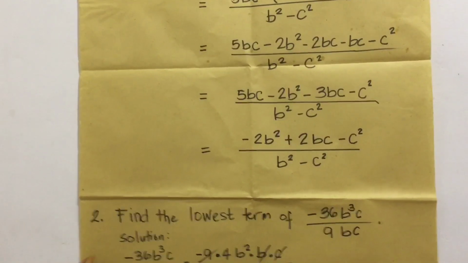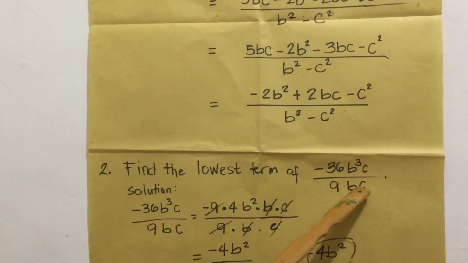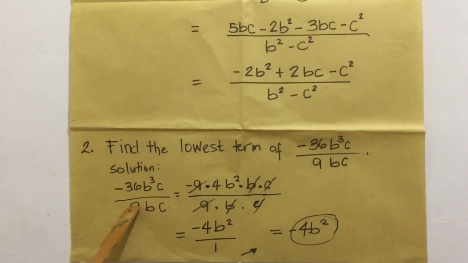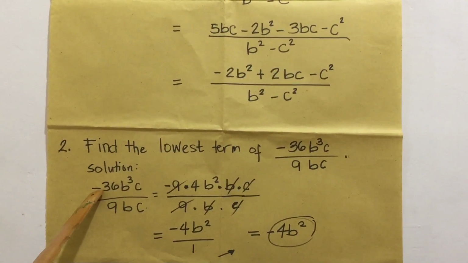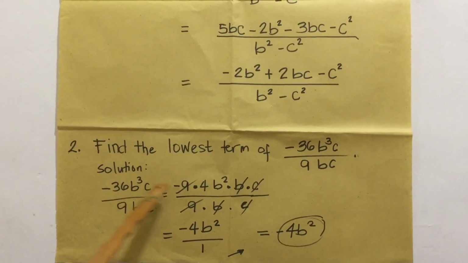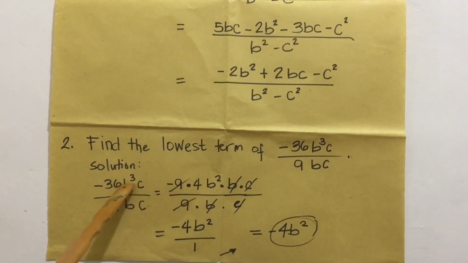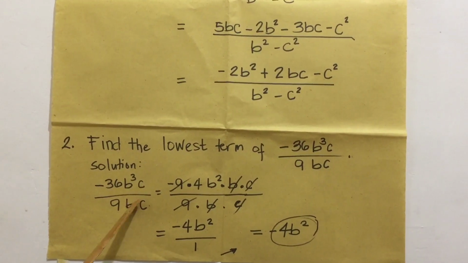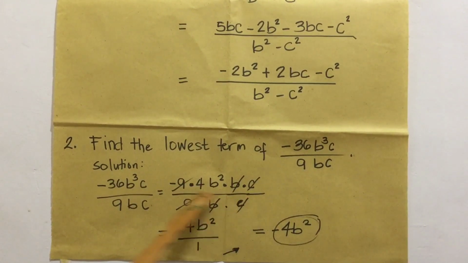Next, number 2. Find the lowest term of negative 36b cubed c over 9bc. So our solution, just copy first the given question, and we have to factor. The factor of 36 shares a factor with the denominator 9. So the factor of this is negative 9 times 4, and copy 9 in the denominator. And for b cubed, there is also b here, so we have b squared times b. Then c, copy, and also copy.